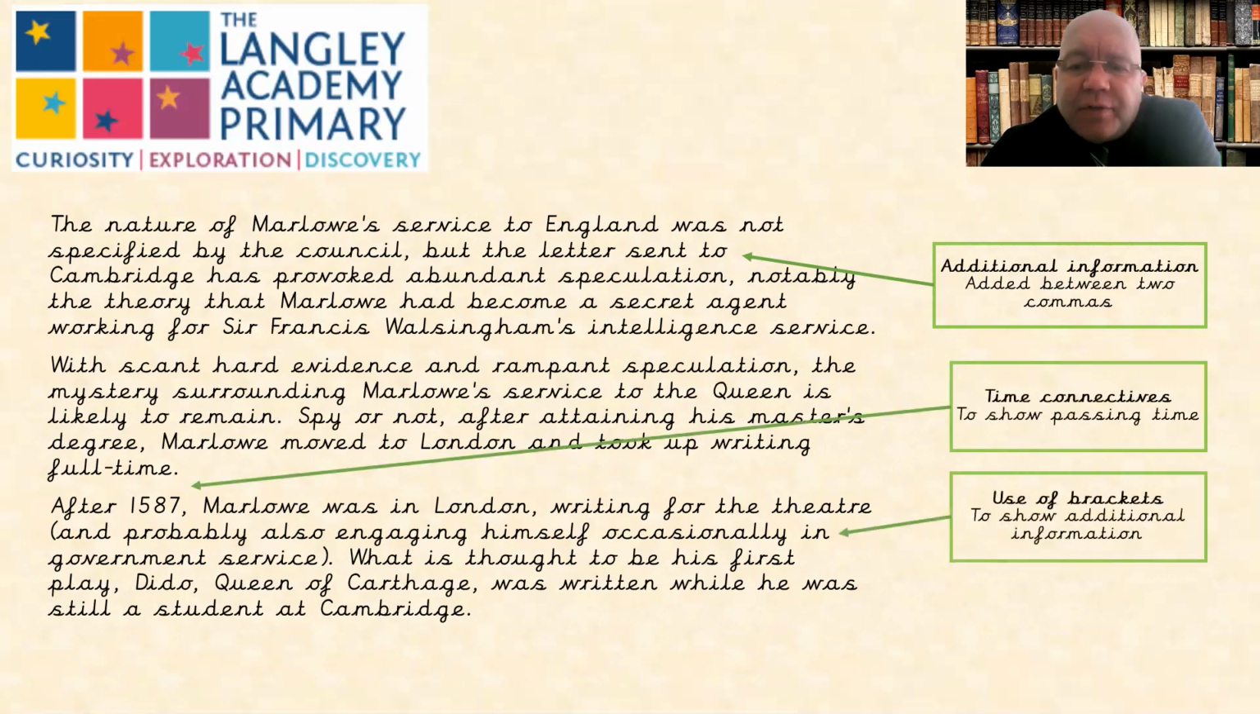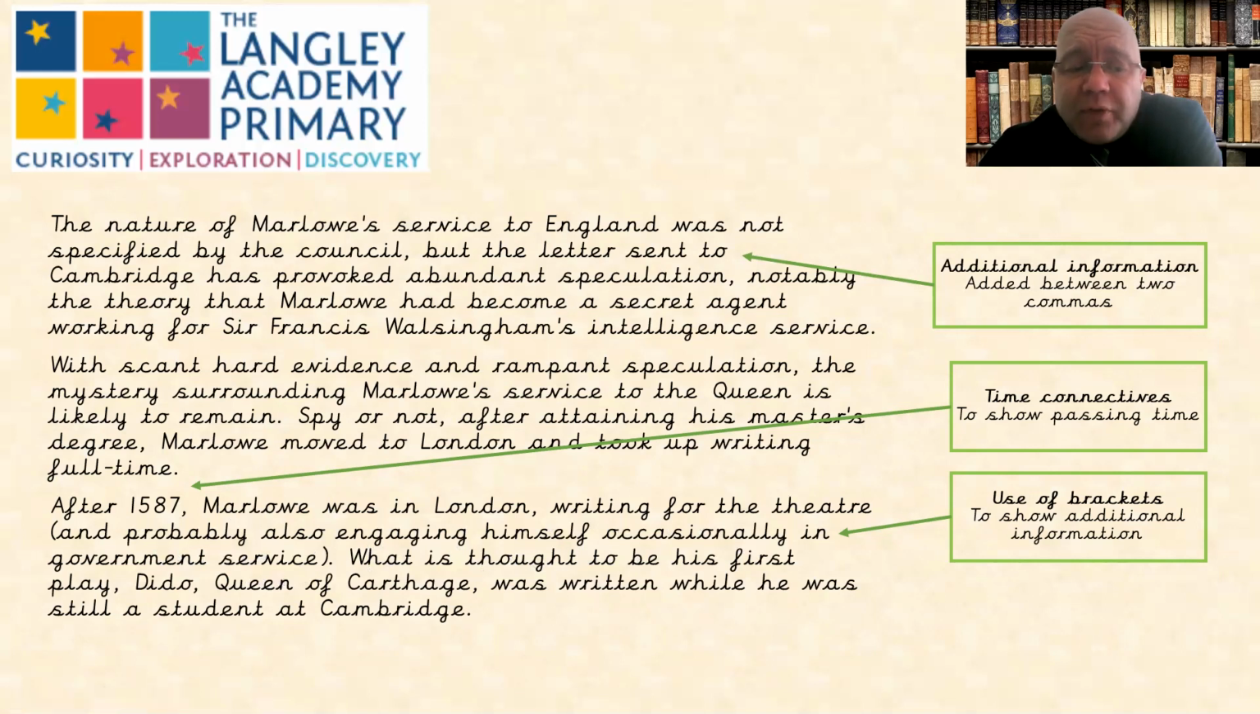Use of time connectives. So starting a paragraph with a time connective to show the passing of time, in this case, after 1587. So the reader now knows we've moved forward in Marlowe's life and it's now after 1587. And then another look at use of parenthesis is brackets. Again, another way of adding extra information. So in this case, after 1587, Marlowe was in London, writing for the theatre, and probably also engaging himself in occasional government service. So it's just that extra bit.